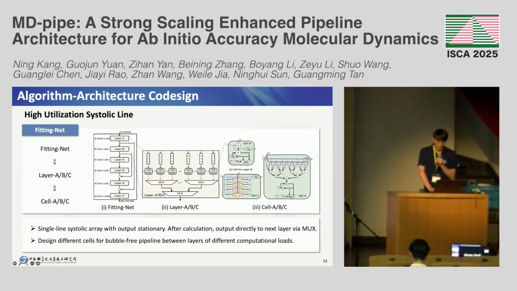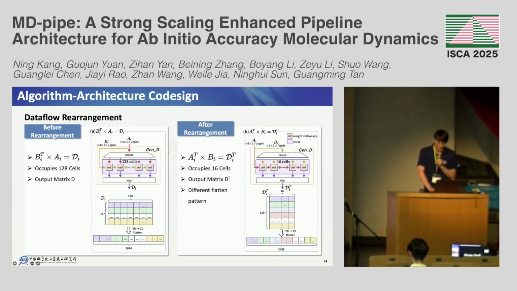To optimize performance on top of that, our adaptive computing unit is designed for maximum utilization. Each layer has its own customized cell structures, which are adjusted to balance computation demands between layers. As a result, we further eliminate the bubbles between layers, ensuring a highly efficient workflow. Next is the data flow rearrangement.